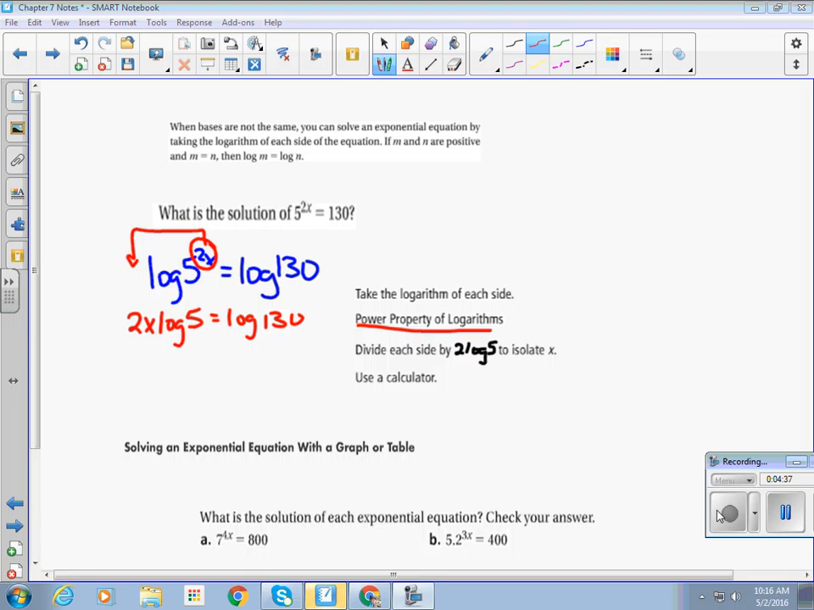We're going to divide each side by 2 log 5 to isolate x. If I divide by 2 log 5, then the 2 divided by 2 is 1. Log 5 divided by log 5 is also 1. And I'm left with just x equaling log 130 over 2 log 5.